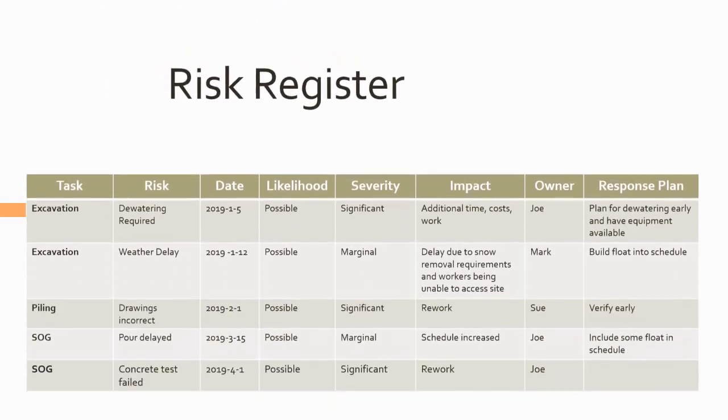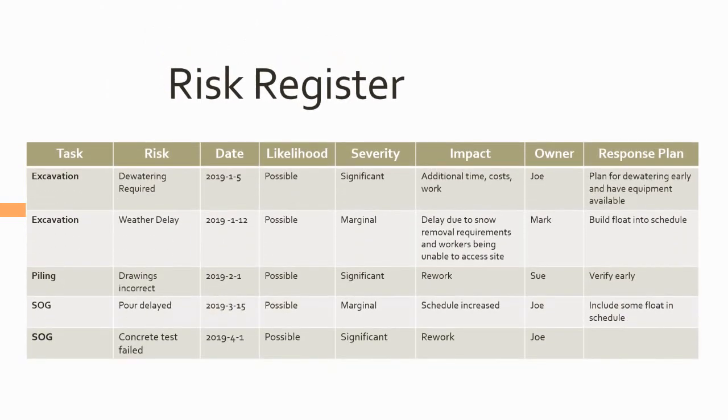Here is an example of a risk register. The table could use a few other fields. One in particular is priority. However, this is a simple and clear presentation of a risk management plan.